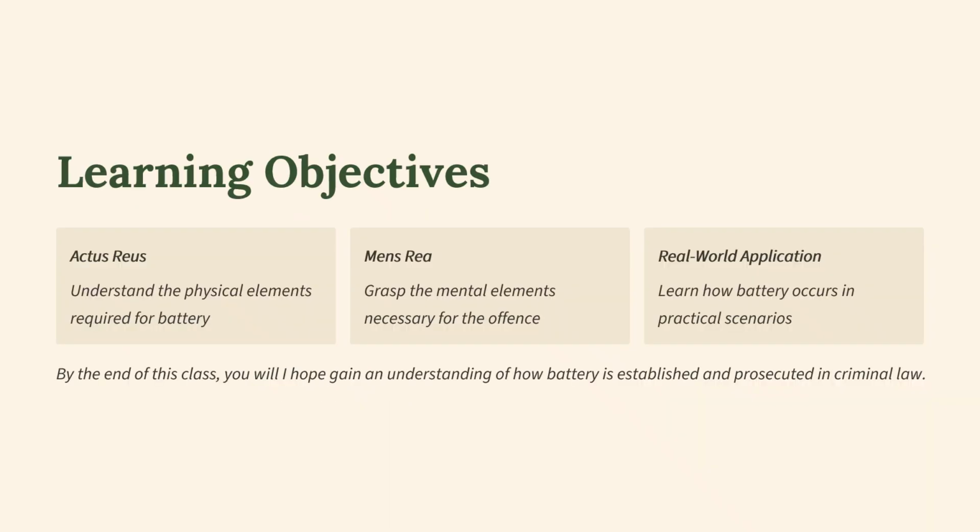So the learning objectives in this class are to understand the physical elements required for battery, the actus reus, to consider the mens rea, grasp the mental elements necessary for this offence of battery, and to consider real-world applications, learn how battery occurs in practical scenarios. By the end of this class, you will, I hope, gain an understanding of how battery is established and prosecuted in criminal law.